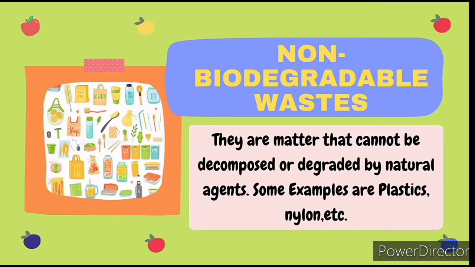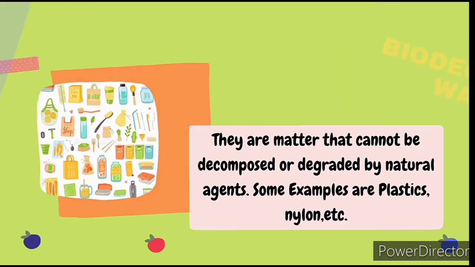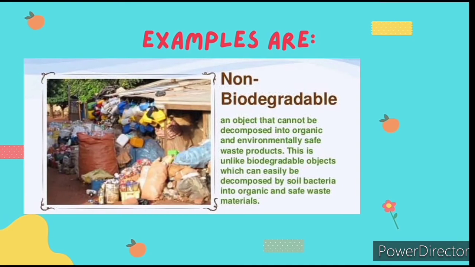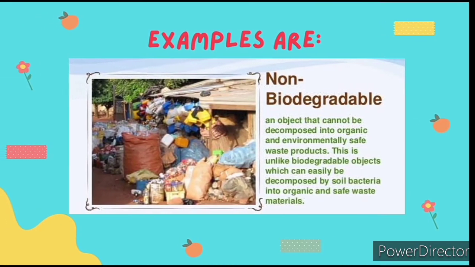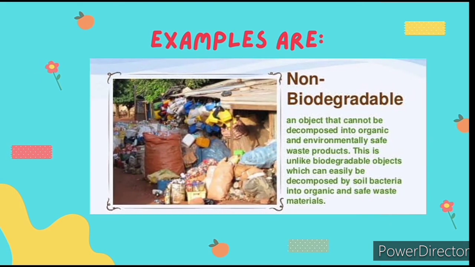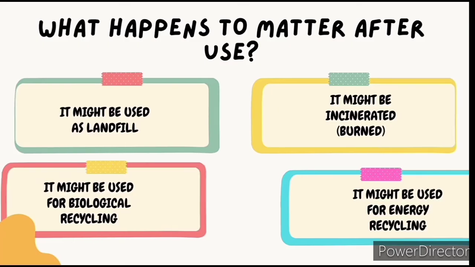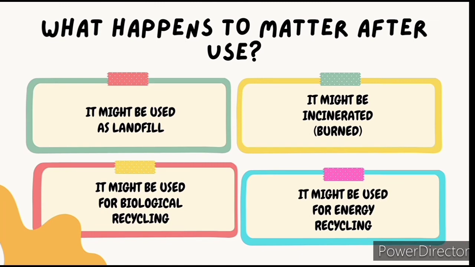A non-biodegradable waste is waste that cannot be easily decomposed or degraded by natural agents. That means it cannot be broken down naturally. So microorganisms cannot act upon them. They cannot become soil. Examples are plastics, nylon, your bags, and so on. Matter that has been used is now waste. So what happens to this matter?